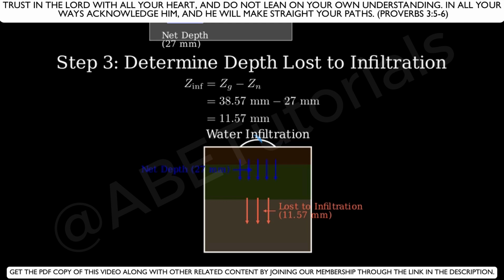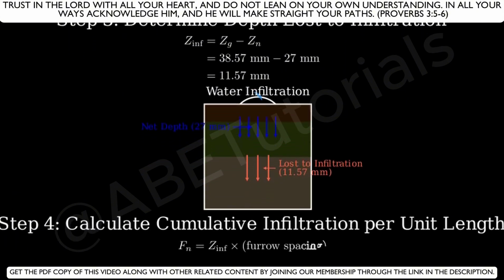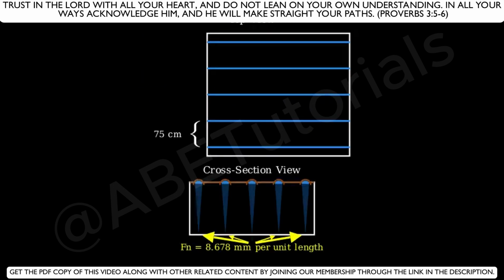Step 5. Now we can use the empirical infiltration law to solve for the net opportunity time. Recall that our infiltration law is F sub n equals 1.4 times T sub n raised to the power of 0.77, where F sub n is in millimeters and T sub n is in hours. We need to solve for T sub n, the net opportunity time. Rearranging the formula, we get T sub n equals the quantity F sub n divided by 1.4, raised to the power of 1 divided by 0.77.